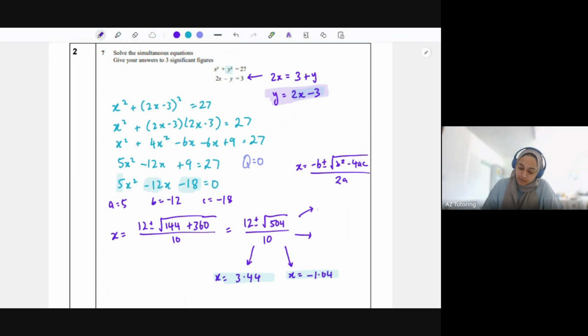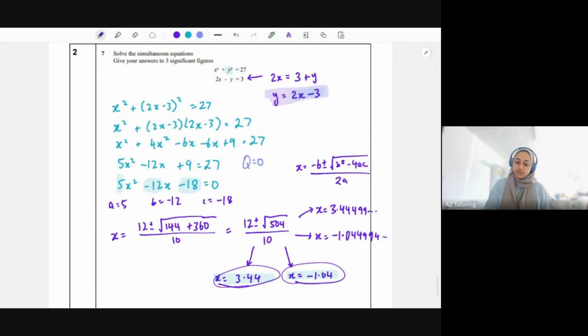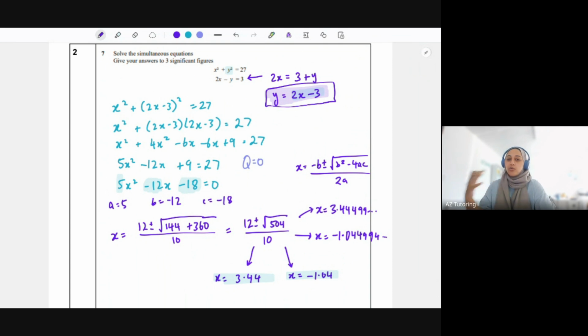But anyways, x equals 3.44499. I'll just keep it to that. And for the second one, I get x equals minus 1.044994, and so on. Now, the reason why I'm writing that down is because when I find my y answers, I'm going to substitute these x's back into one of these equations, just like last time. But I'll choose this equation here because it's already got y equals.